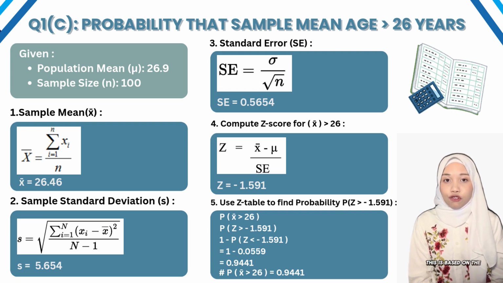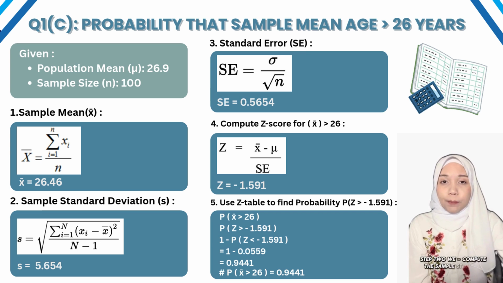This is based on the formula shown, where we add up all the sample values and divide by the sample size. Step 2, we compute the sample standard deviation, which came out to 5.654. This tells us how spread out the ages are in the sample. We use this formula here.